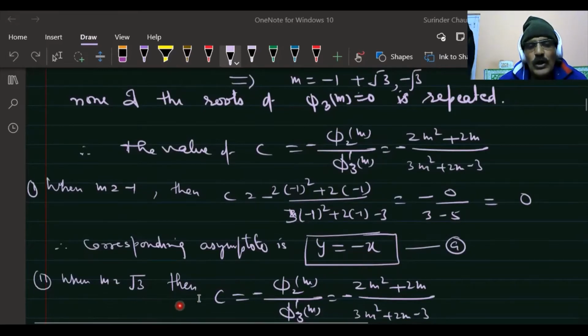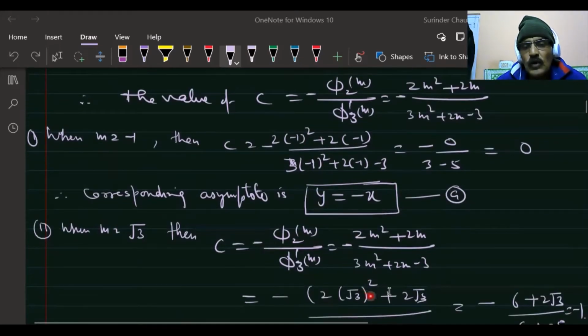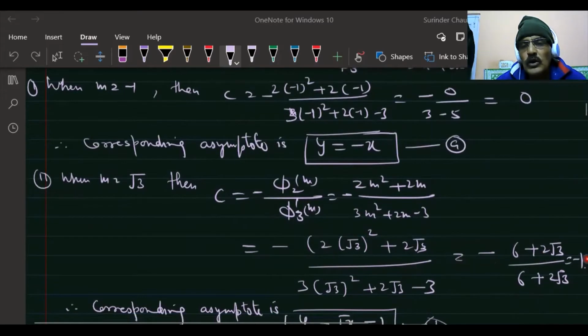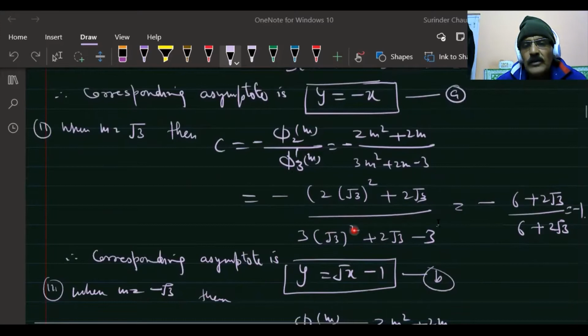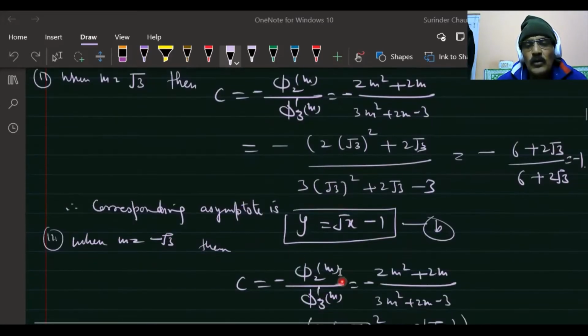For m equal to under root 3, c is obtained by putting m equal to under root 3 in this equation. After solution, we get the value c equal to minus 1. So the asymptote will be y equal to under root 3 x minus 1.